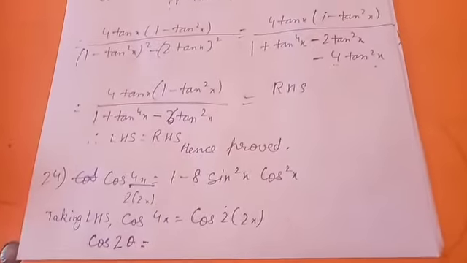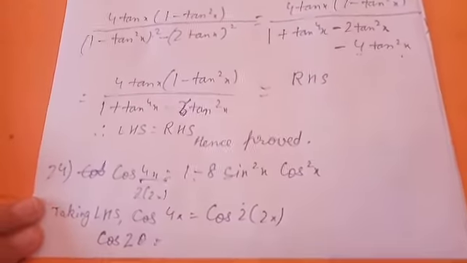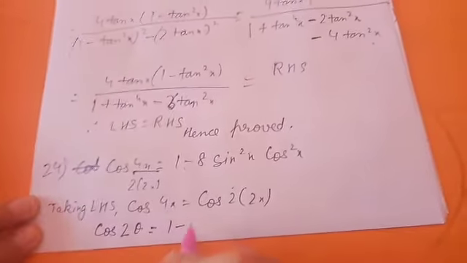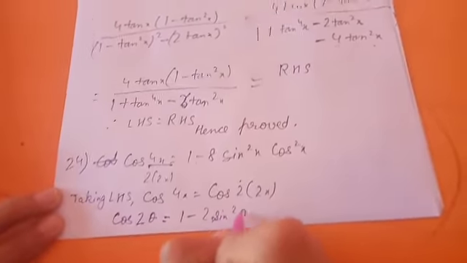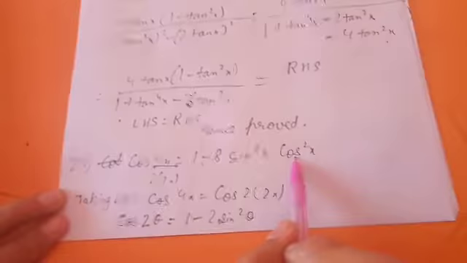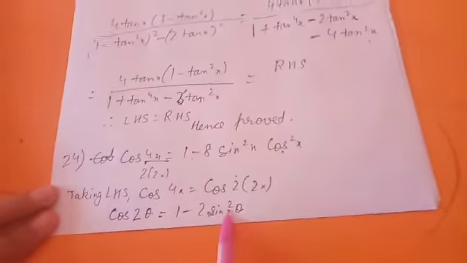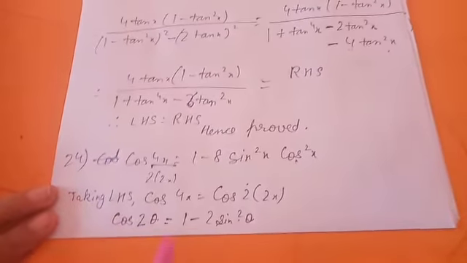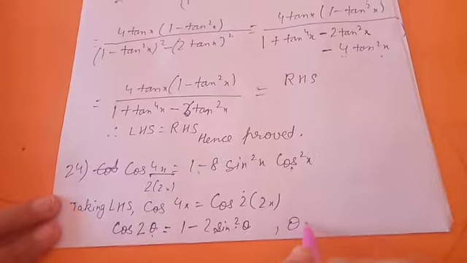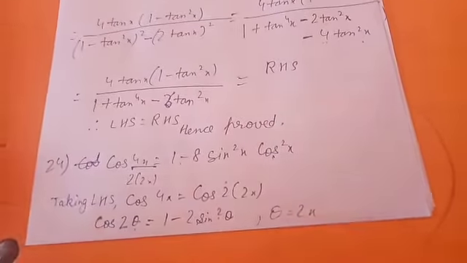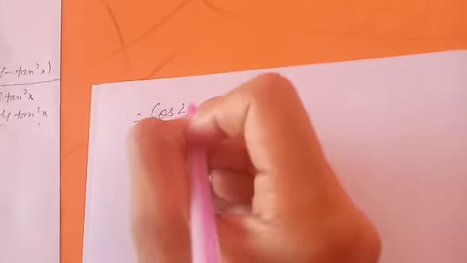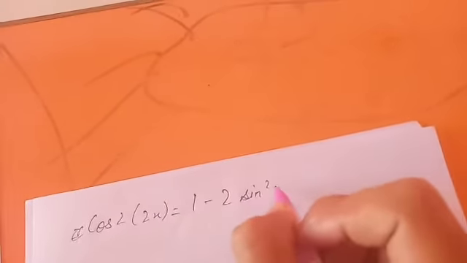First thing you look here is 1 minus something, and we have a formula of cos 2 theta such that 1 minus 2 sin square theta. Our result is somewhat in this form, so we can use this formula. At every place of theta we use 2x. So what we will get is cos 2 into 2x is equal to 1 minus 2 sin square 2x.